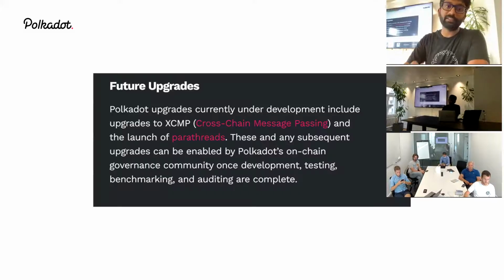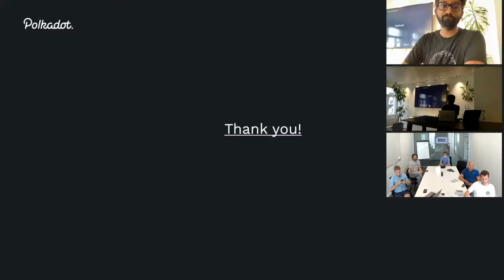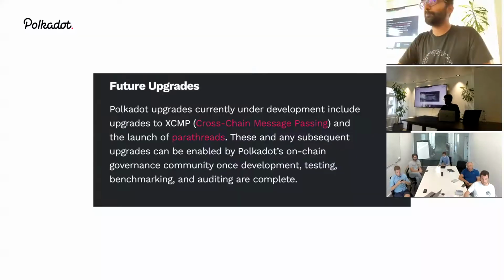The future upgrades, like I mentioned, cross-chain messaging plays the central part in the whole Polkadot ecosystem. We want to have that fully functional, and the launch of parathreads. Parathreads are not live yet, but they're one of the key things that we are looking to launch soon. Yeah, that's it. And I'm open for questions right now.